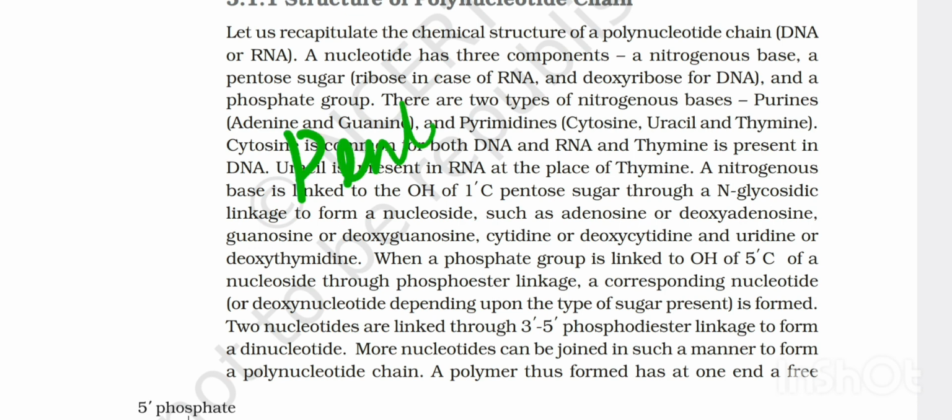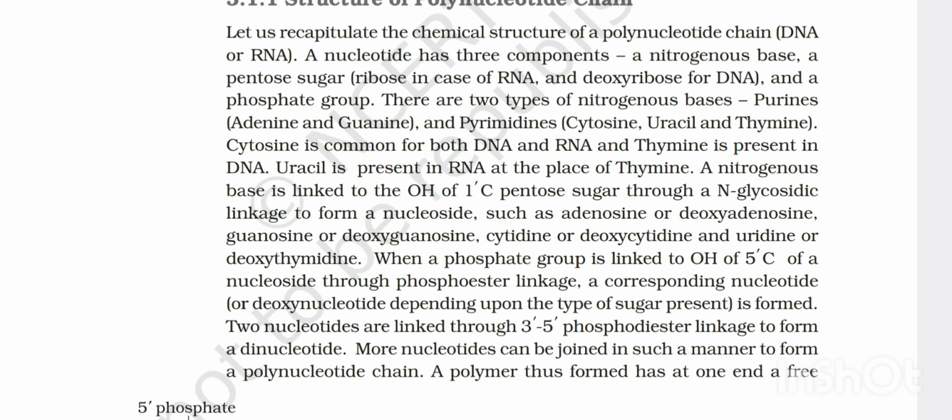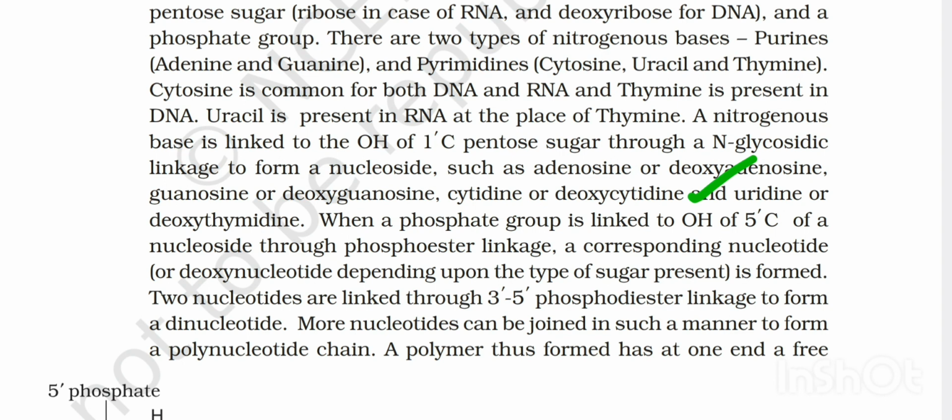So only the pentose sugar plus nitrogenous base forms a nucleoside. So in the place of that nitrogenous base, when adenine is added, it will be called adenosine. When guanine, guanosine. When cytosine, cytidine. When uracil, uridine. When a phosphate group is linked to the OH group of the 5 dash carbon position of a nucleoside through a phosphoester linkage, a corresponding nucleotide or deoxynucleotide is formed, depending upon the sugar present. When ribose sugar is present, it is known as a ribonucleotide, or when the deoxyribose sugar is present, it is known as a deoxyribonucleotide.